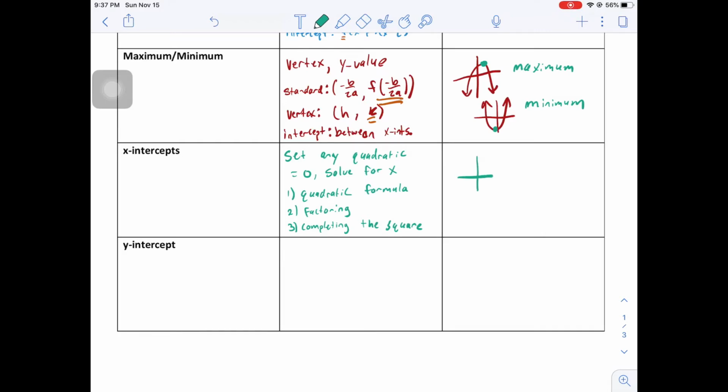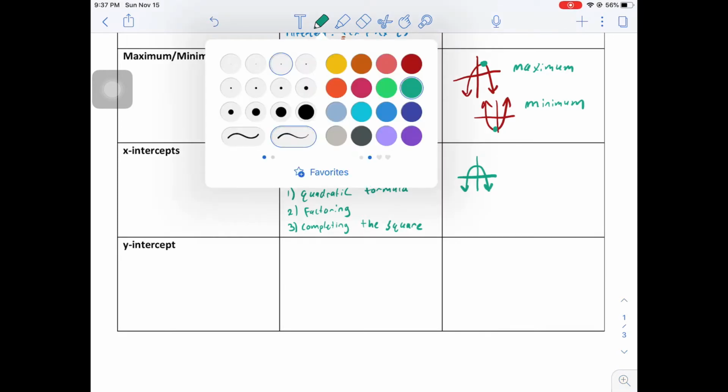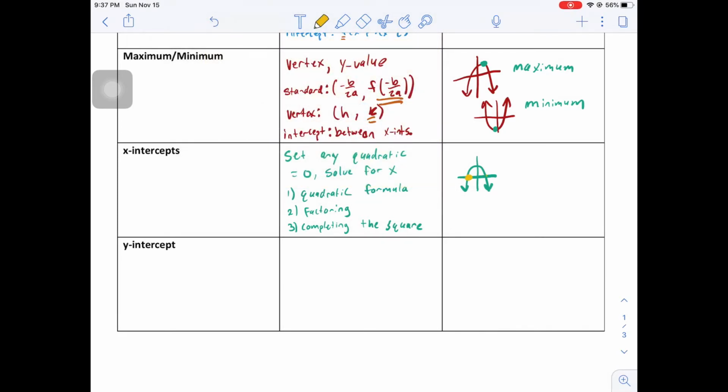Right? So where do x-intercepts show up? Wherever we cross the x-axis. Right? So we could have two x-intercepts. Or we could just have one x-intercept.